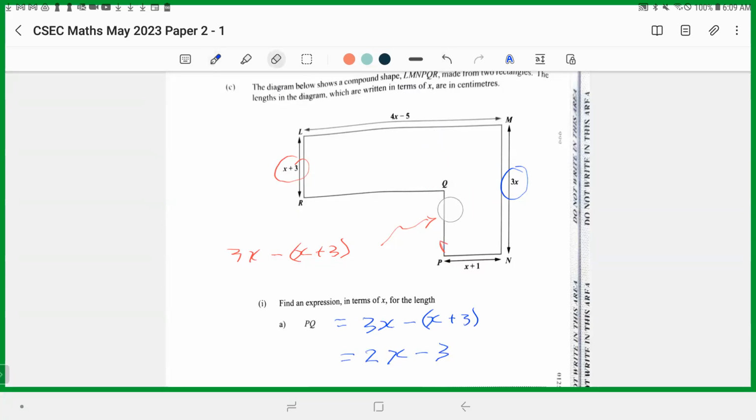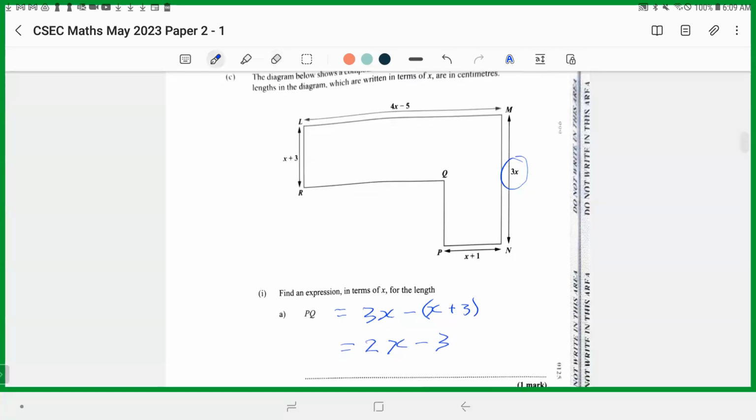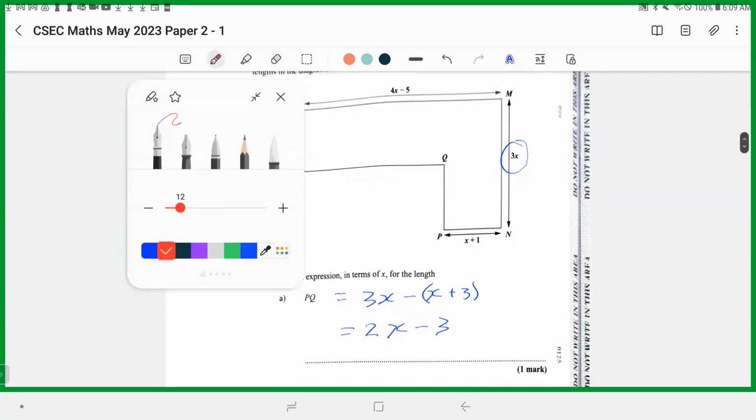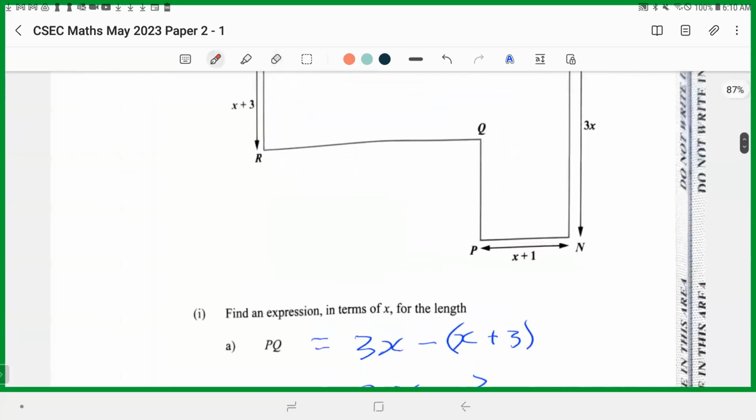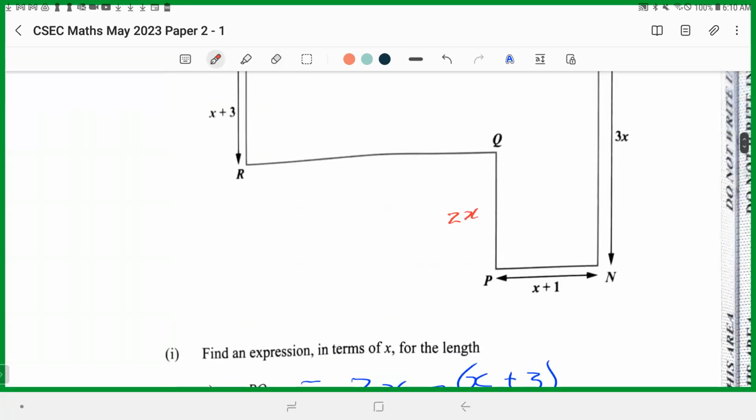All right. You can double check it by adding the 2x minus 3 back with this x plus 3, which will be right here. If you add those, 2x minus 3 and x plus 3, you're going to add back to the 3x. So you can just double check that way. So let's put it down there. This length right here is 2x minus 3.